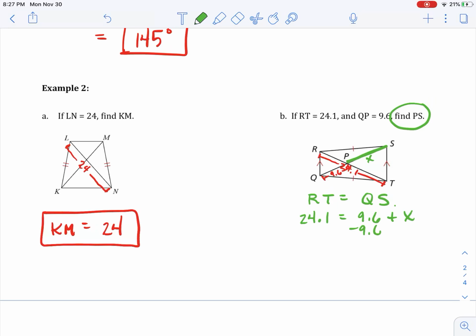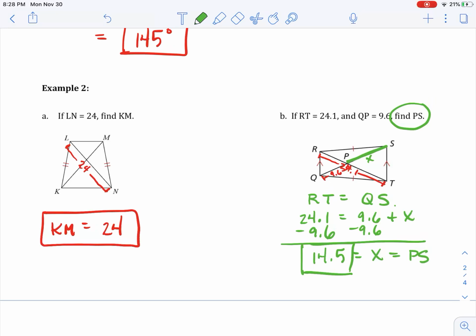And so all you'd really have to do is subtract the 24.1 and the 9.6 to figure out what X is. And you would get 14.5. And that is exactly what they asked you for. Our X was our PS, right? So our answer is 14.5. You really just had to subtract them.